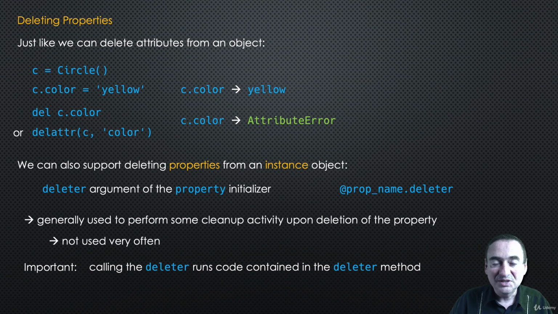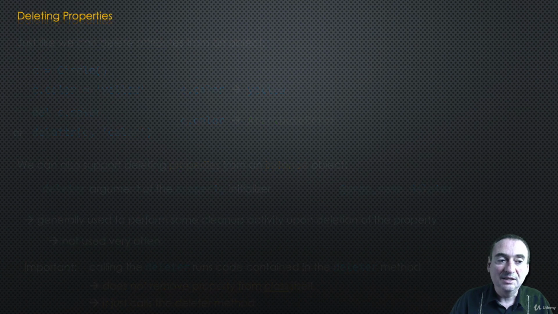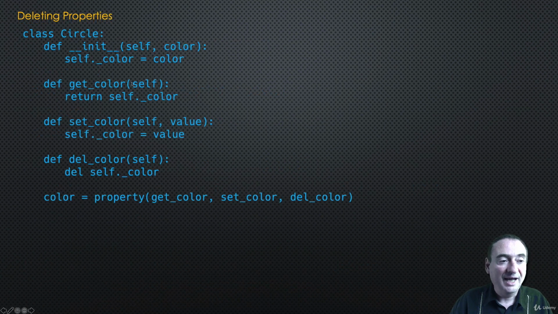Just like the getter and the setter run the code in the get and set methods, the deleter is just going to run the code in the delete method. That's all, in our delete method, right? It does not remove the property from the class. That's the key thing here. And I'll show you that in the code. So it just calls the deleter method. So let's take a look at this class.